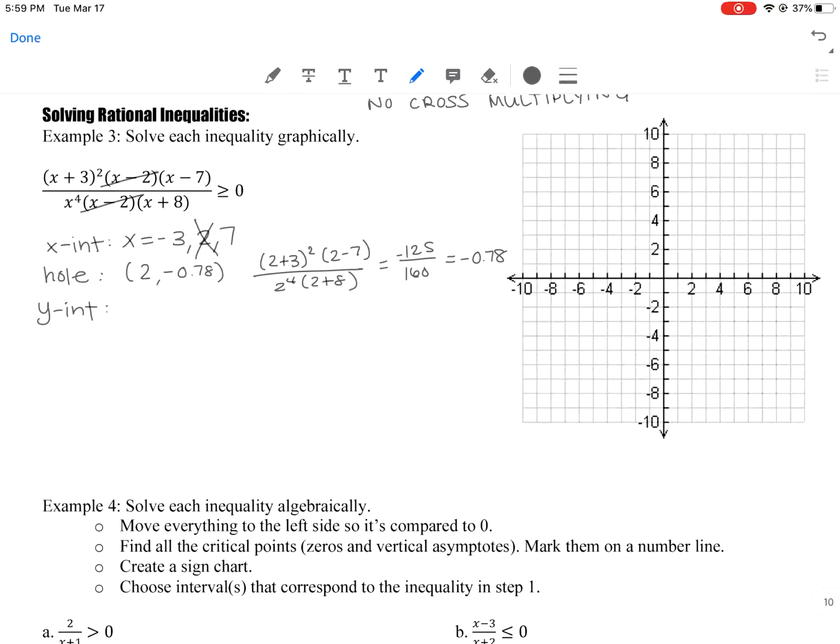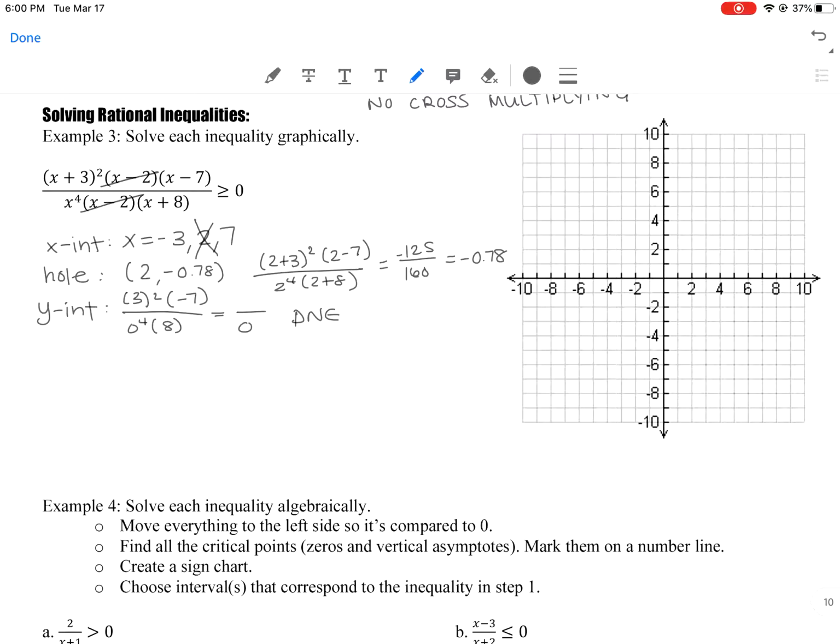So then let's talk about the next part, your y-intercept. If I now plug in 0 for x, it doesn't matter if we plug into the simplified or unsimplified, we get 0 plus 3, so 3 squared, and then 0 minus 7, so negative 7, all over 0 to the 4th, and then 0 plus 8. But 0 to the 4th equals 0, and anything times 0 means we're dividing by 0, so therefore the y-intercept does not exist.